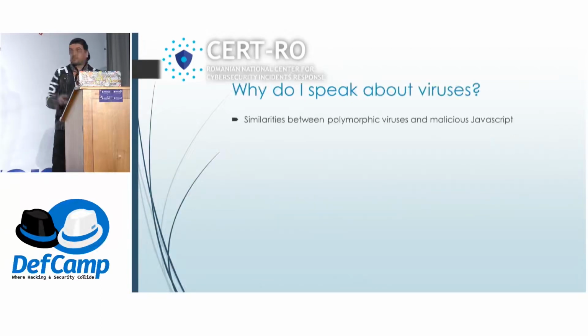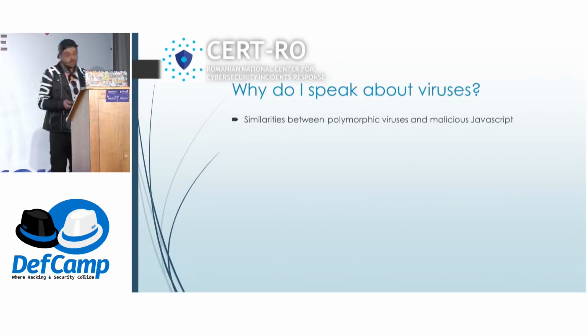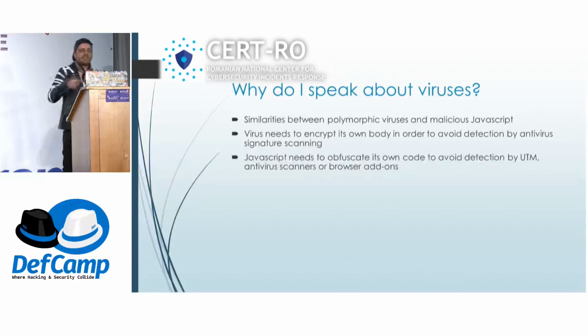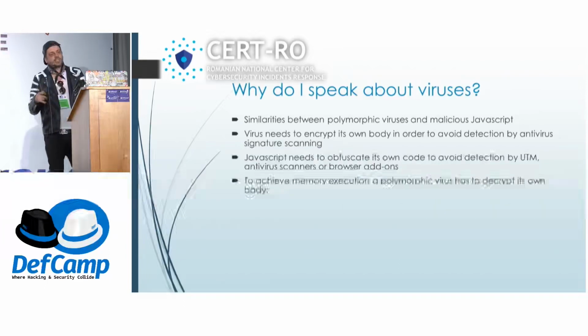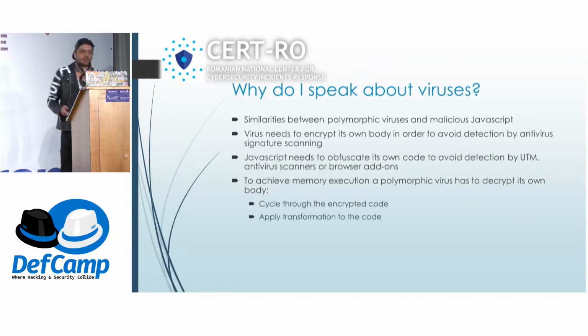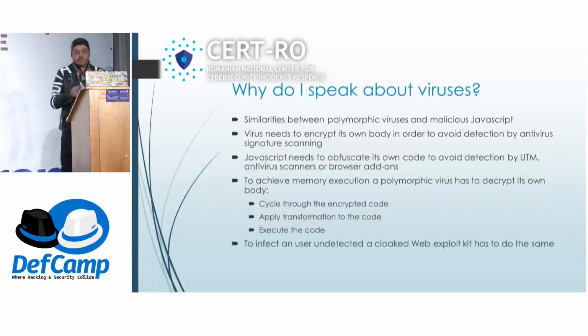Why do I speak about viruses? My presentation is about drive-by exploitation, because there are quite a few similarities between polymorphic viruses and malicious JavaScript. A virus needs to encrypt its own body in order to avoid detection by antivirus signature scanning. JavaScript needs to obfuscate its own code to avoid detection by next-generation firewalls, UTMs, antivirus scanners, etc. To achieve in-memory execution, a polymorphic virus has to decrypt its own body, therefore cycle through the encrypted code, apply transformations to that code, and execute that code. To infect a user undetected, a web exploit has to do the same.